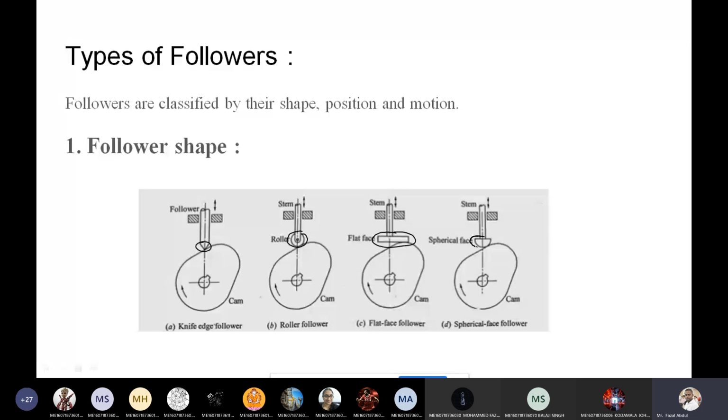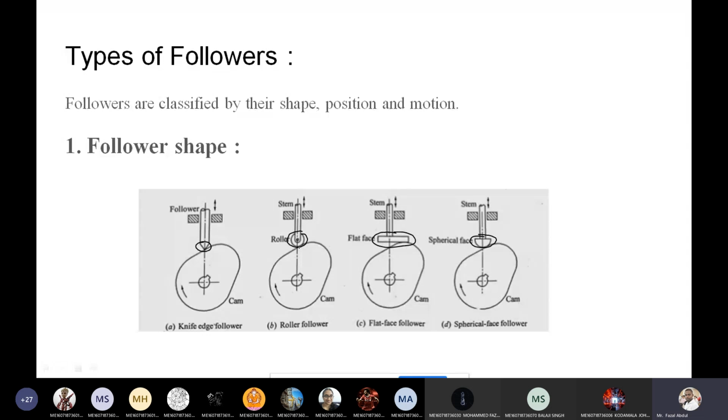Here another shape is appearing to the follower. Based on the shape of the follower, the followers are classified. First one is the knife edge follower. Why the knife edge follower? The shape is appearing in the manner of a knife edge.